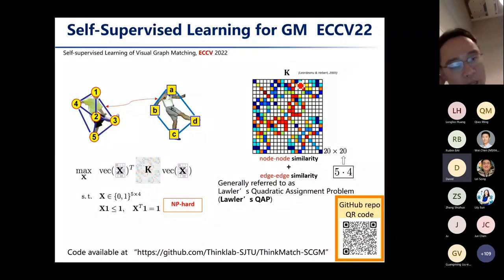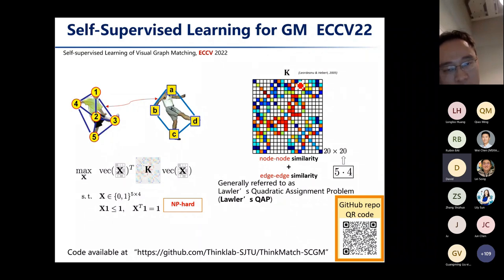And we also have some extensions in terms of self-supervised learning. Our previous work is about supervised learning. So for the graph matching problem, we have to label the nodal correspondence. Here we try to use the idea of contrastive learning, big model, pre-train, and fine-tune, to adopt such a methodology into our specific task of graph matching.